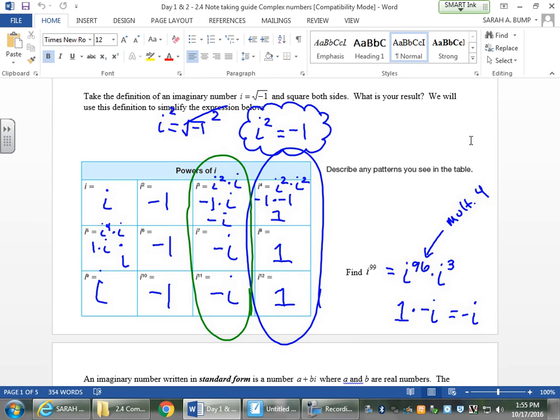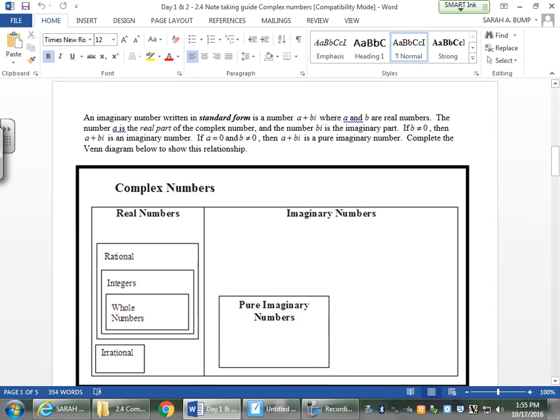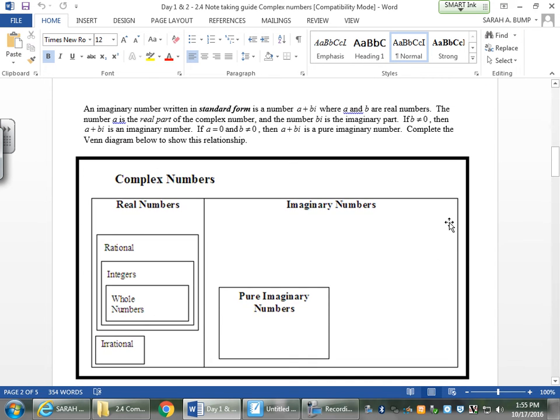Okay. We still have a lot more to learn about these imaginary complex numbers. So flip the page and we'll keep taking some notes. Okay, so this is the definition of the imaginary number, which is part of our complex number system, and this chart, I think, gives a good visual.